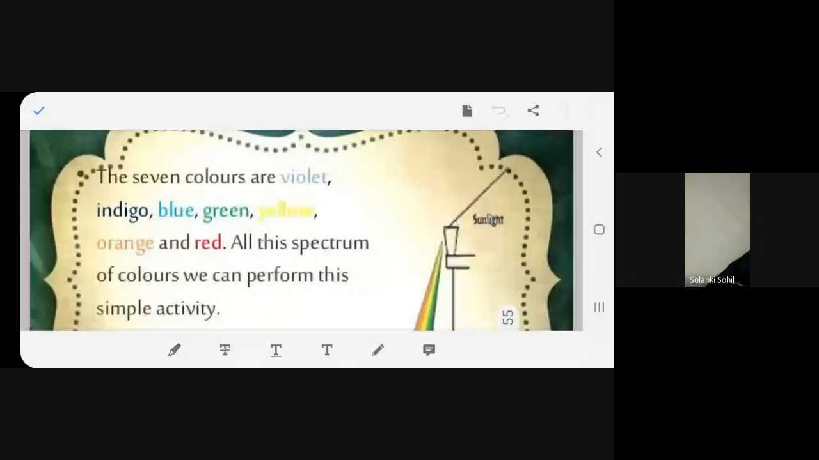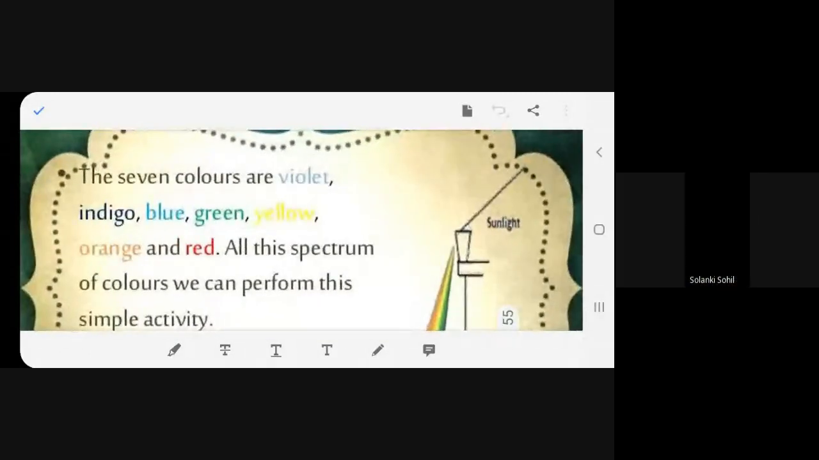Now we'll talk about spectrum. What are we going to talk about, beta? Rainbow colors. That is called spectrum. Please read.